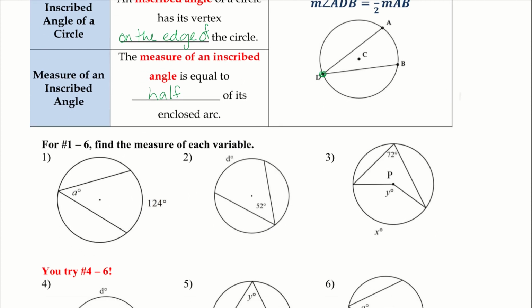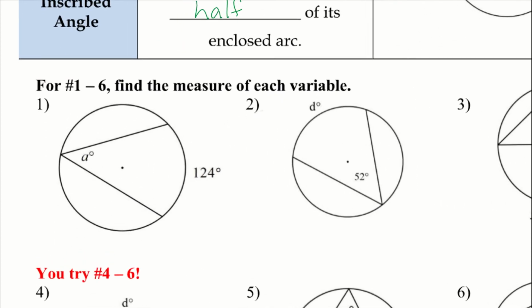Let's go ahead and take a look at a few examples. So here I'm given the arc. This arc right here is 124 degrees. So to go to the angle, we need to divide by 2. So let's take 124 divided by 2. We'll get 62. So that means A equals 62 degrees.